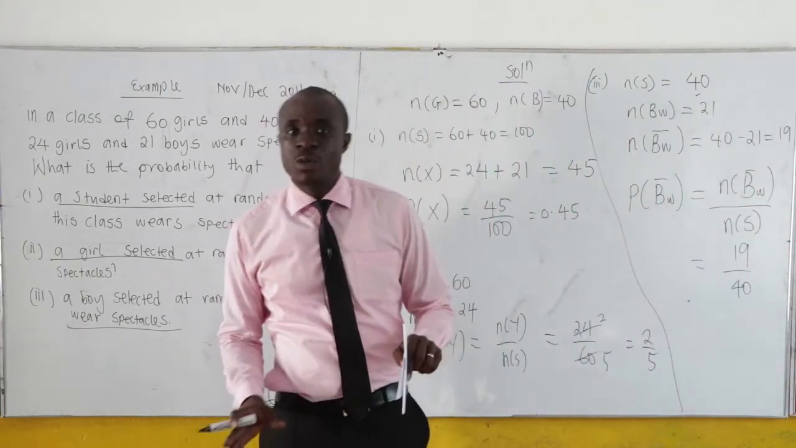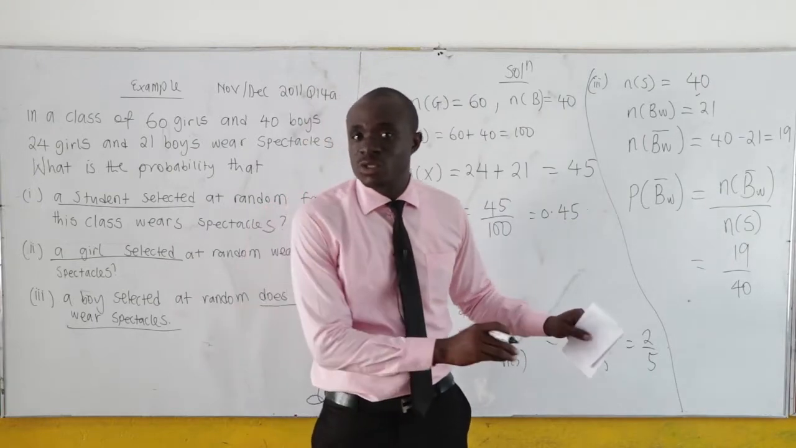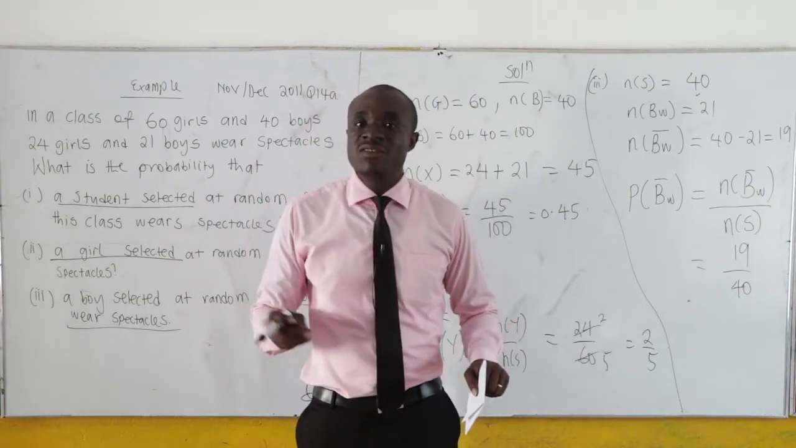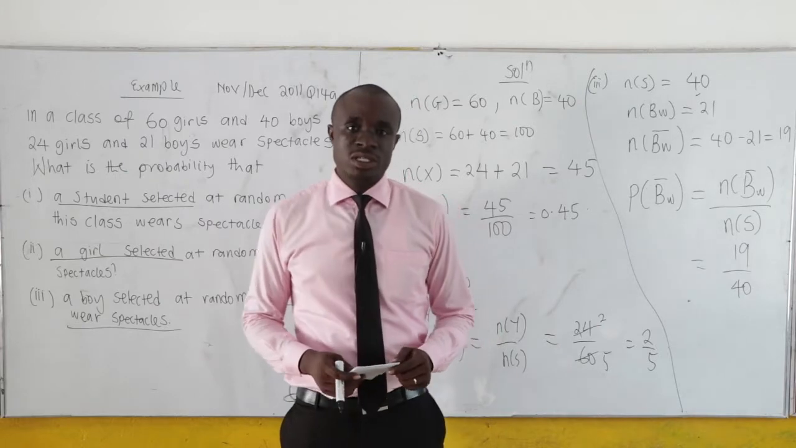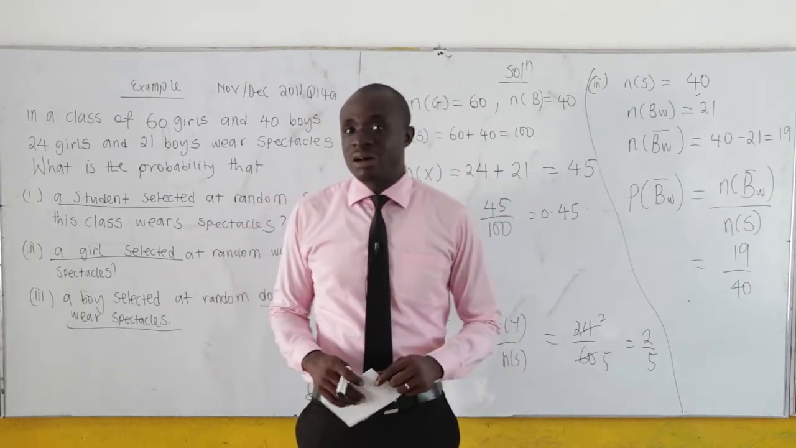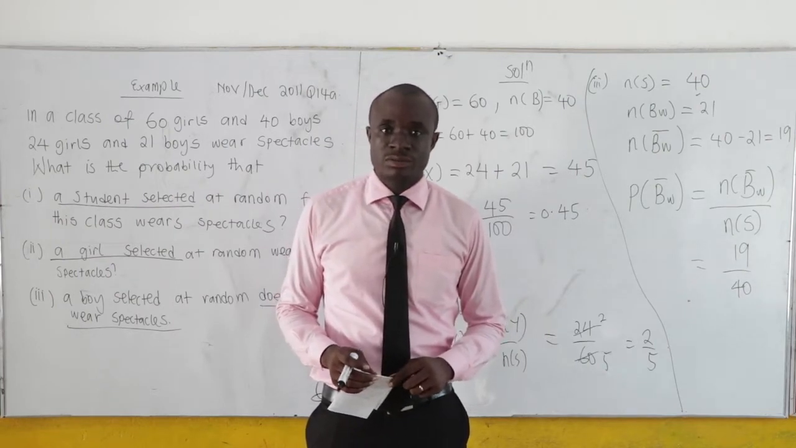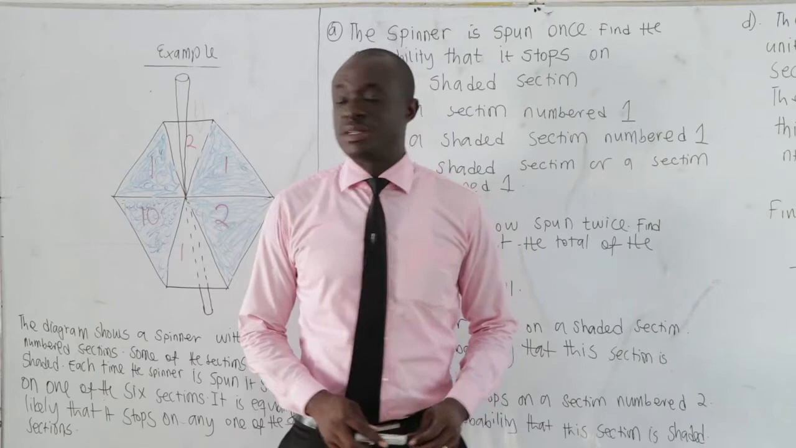So we have to know the event, and then we also have to know the sample space. We know that the event is a defined occurrence or situation, and the sample space is the possible outcomes of a particular event. Now let's consider this example.